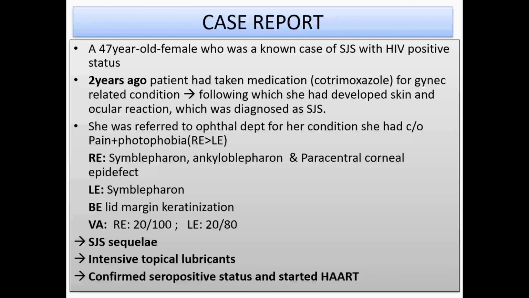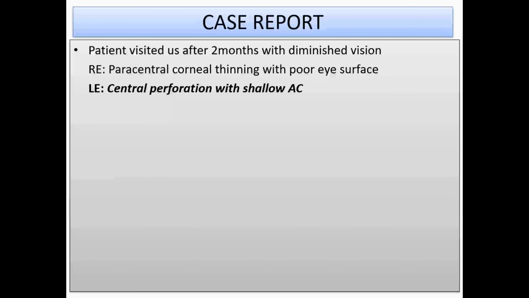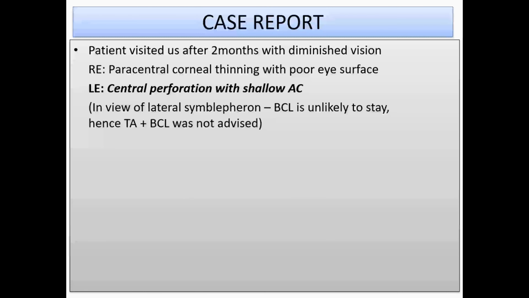So this was a diagnosis of SJS sequelae and was treated with intensive topical lubricants. Seropositive status was confirmed and HAART therapy was started. The patient visited us after 2 months with diminished vision. The right eye had paracentral corneal thinning with a poor ocular surface. The left eye had central corneal perforation with a shallow AC. In view of lateral symblepharon in the left eye, a bandage contact lens is unlikely to stay. Hence, TA with BCL was not advised.